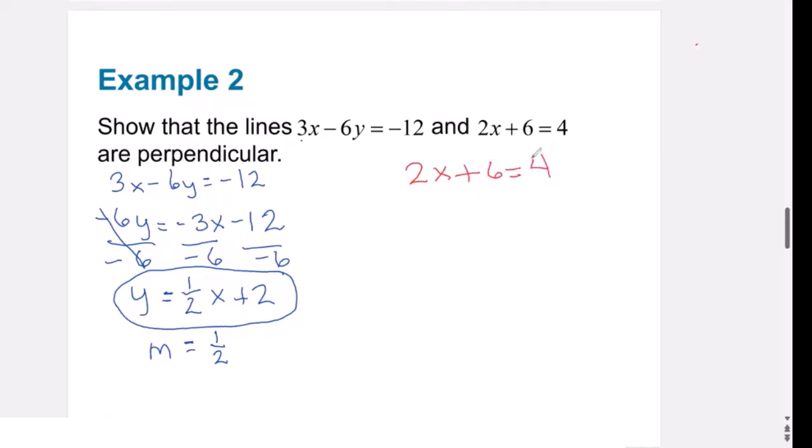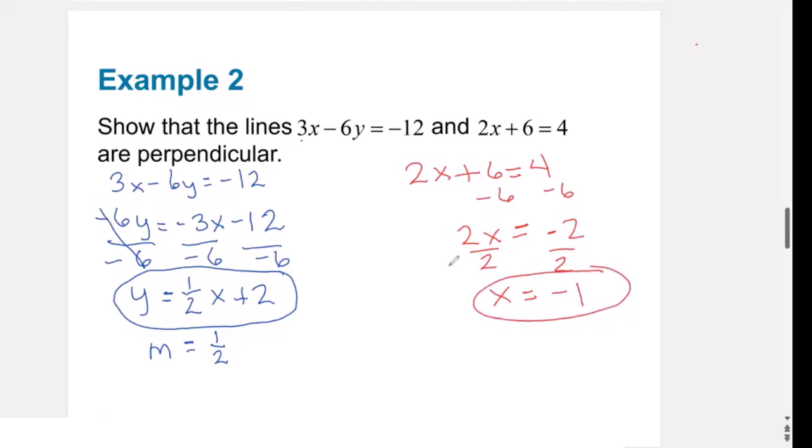Okay, so I'm going to subtract 6 from both sides, and I get 2x is equal to negative 2. Divide both sides by 2, and I get x is equal to negative 1. Well, that is definitely not me solving for y, is it? Because there is no y. So what do we do?